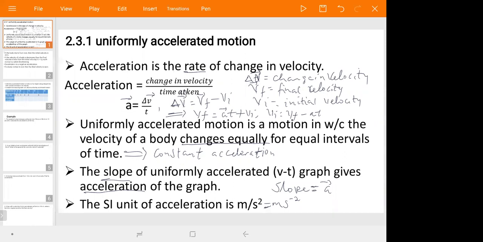And if a body decreases its velocity, the initial velocity becomes greater than the final velocity. Such a type of motion shows negative acceleration, what we call deceleration.